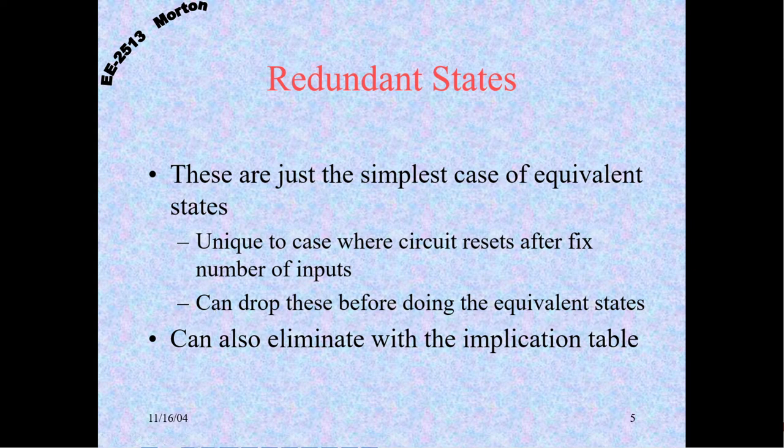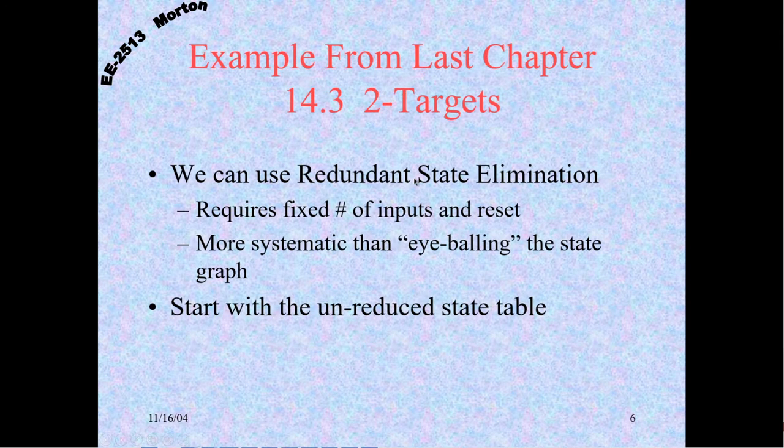So you can still see if you can find equivalent states by using an implication table. Okay, now we're going to look at an implication chart. And we could go back and do that problem we did from the last chapter where we had the two targets and we went down the two paths. And we just kind of looked at it.